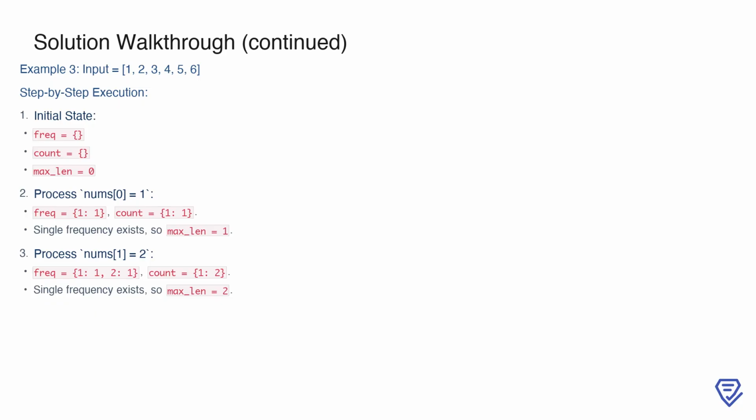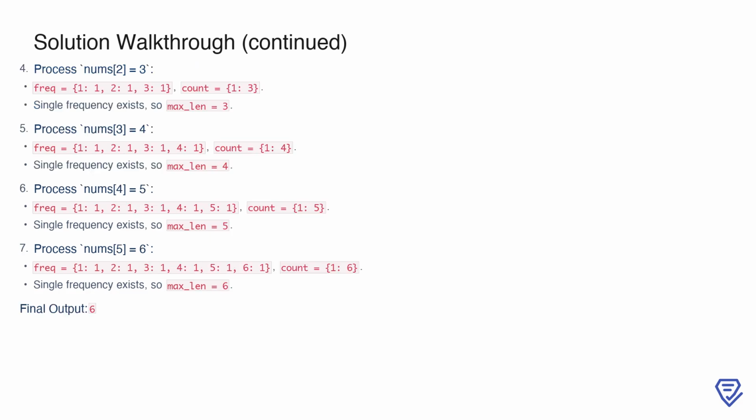For the second number, 2, its frequency becomes 1 as well, updating frequency to {1: 1, 2: 1} and count to {1: 2}. Since all numbers have the same frequency, max_len becomes 2. Continuing, processing the third number, 3, also gives it a frequency of 1. This updates frequency to {1: 1, 2: 1, 3: 1} and count to {1: 3}. With a single frequency, max_len becomes 3.